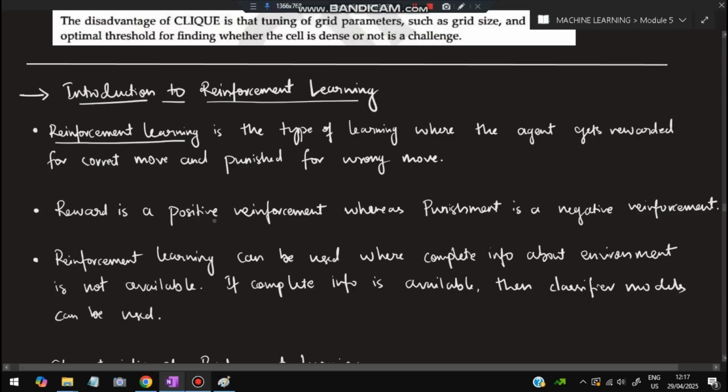What is reinforcement learning? It is a type of learning where the agent gets rewarded for the correct move and punished for the wrong move. Suppose there is a robot standing here, and it has two options: move to the left or move to the right. If it moves to the right, it is the correct move, and we get +1. If it goes to the left, it is -1. So our robot obviously will choose the greater reward. It will go to the +1 state. That's the correct move which we desired also. That kind of learning is called reinforcement learning. Reward is a positive reinforcement, while punishment is negative reinforcement.